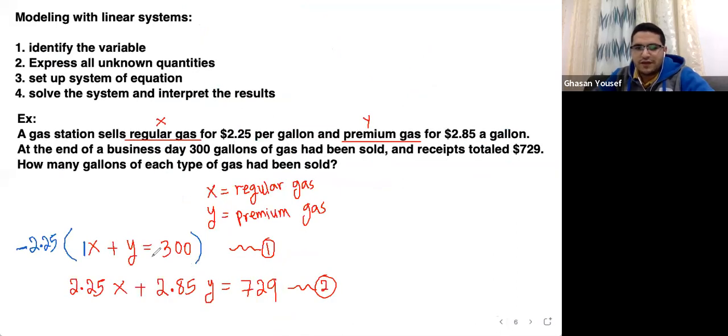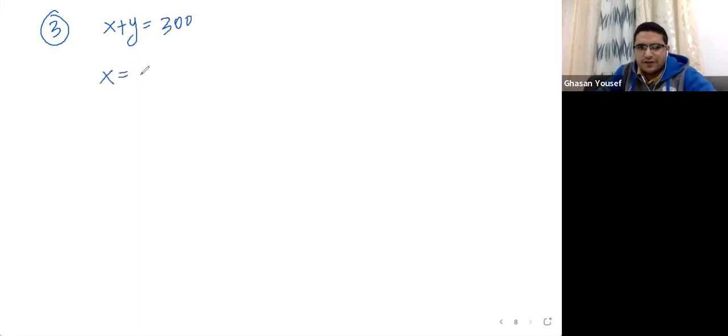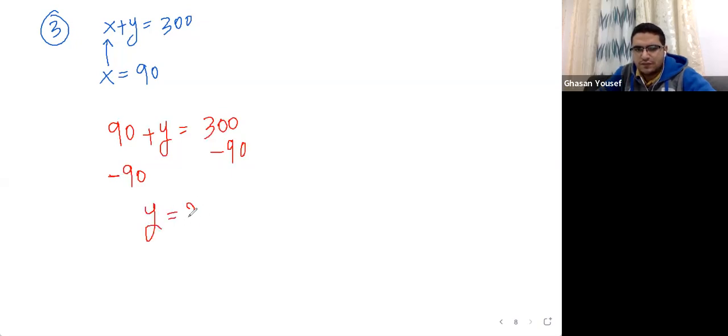To find the value of x, I need to go back to equation number 1. Equation number 1, x plus y equal 300. So step number 3, I have x plus y equal 300, and the value is 90. So we're going to apply the 90 inside this equation. 90 plus y equal 300. So I have to subtract the 90 from both sides. I will get y equal what? 210 gallons.